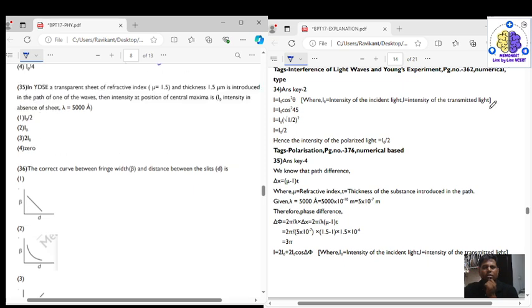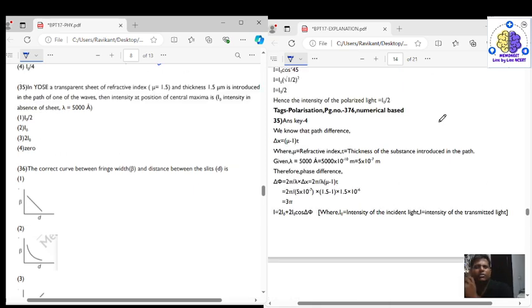Now coming to question number 35. Question number 35 says that in a Young's double slit experiment, a sheet of refractive index mu 1.5 and thickness 1.5 micrometer is introduced in the path of one of the waves. The intensity at the position of central maxima is, they're asking intensity. Alright, so what they have given to us is that refractive index is equal to 1.5 and thickness is equal to 1.5 micrometer.